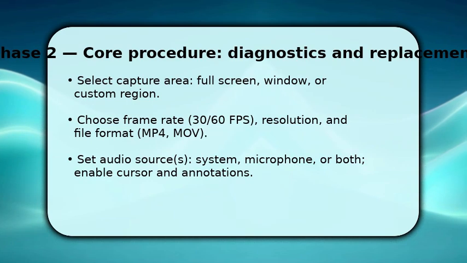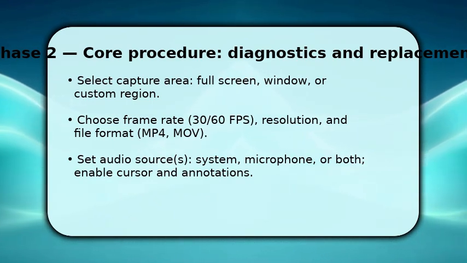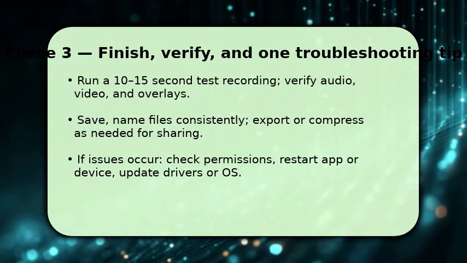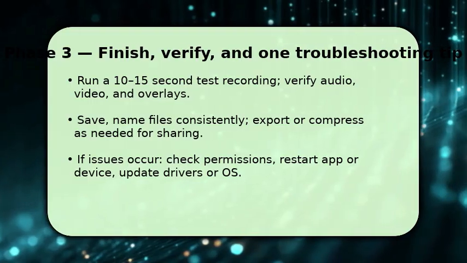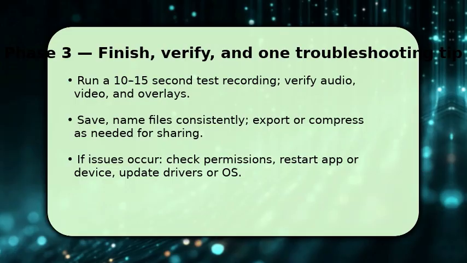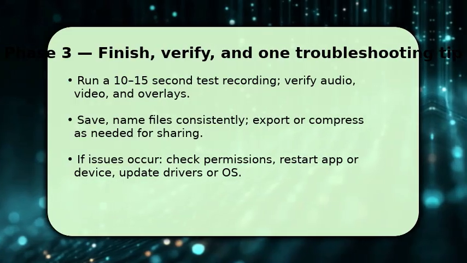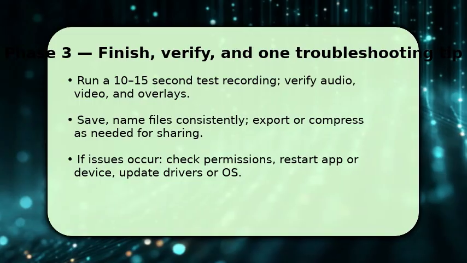Once these settings match your goals, assign a hotkey and begin with a short test recording and inspect the result. Confirm audio levels, video framing, and any overlays. Once satisfied, use consistent file names and folders. Export or compress to the desired format or quality for sharing.